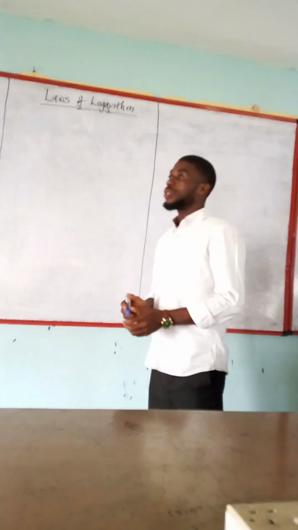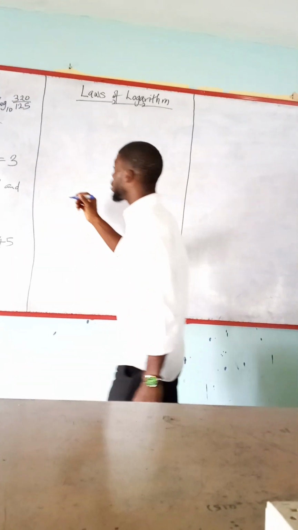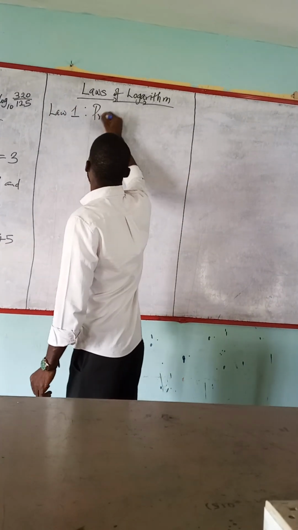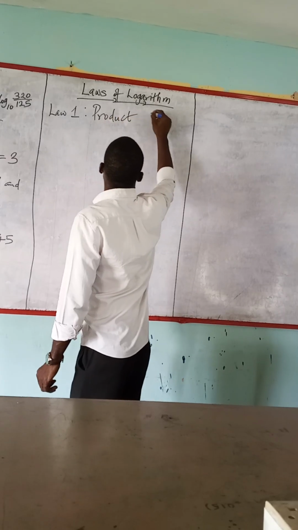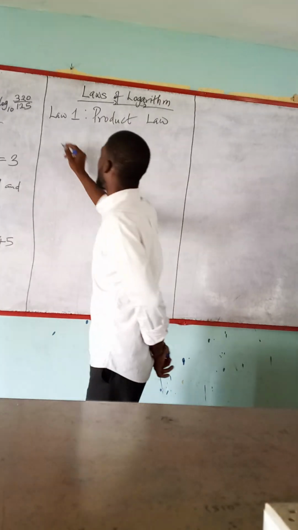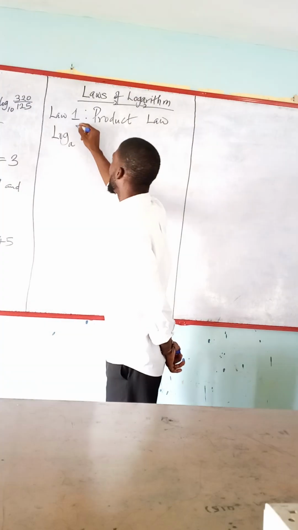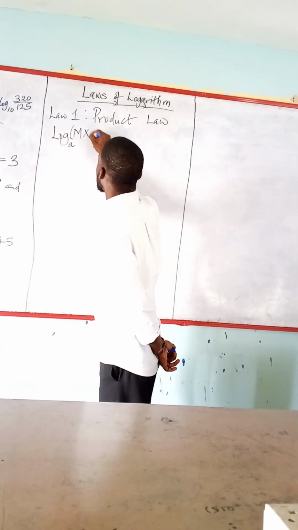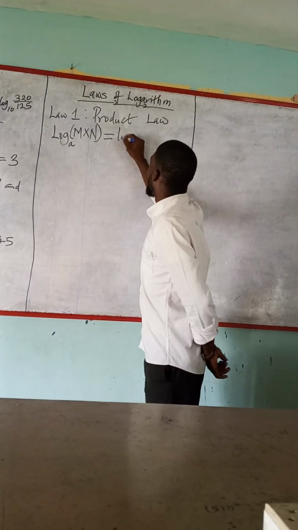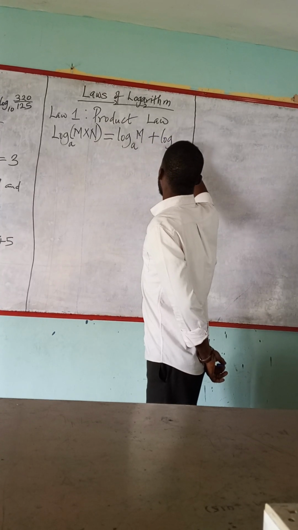We are going to look at the first law. It doesn't have a sequence, so I can just call that the first law. Law 1 is what I call the product law. So what does the product law say? It says if we have something in this form, logarithm to base a, the base of the logarithm is what? A, and we have m times n, this is the same thing as logarithm base a of m plus log base a of what?